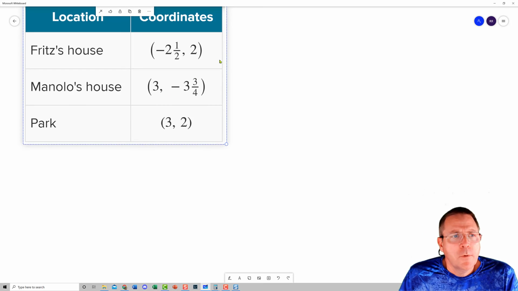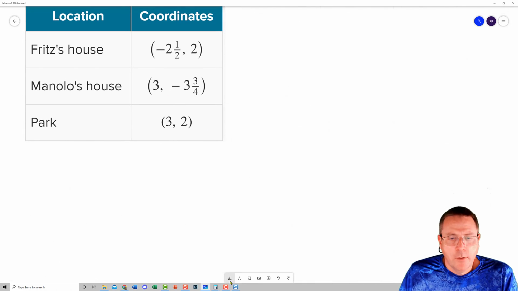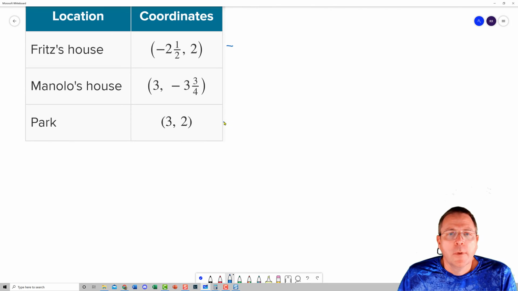Now the first thing I want to do is compare Fritz's house to the park. And when I compare, I'm going to do these in blue, and you can see that the blue shows that my y values are going to be the same, so I'm going to concentrate on my x values. My x values are going to be one positive, one negative. That means that I'm going to have to add the absolute values.